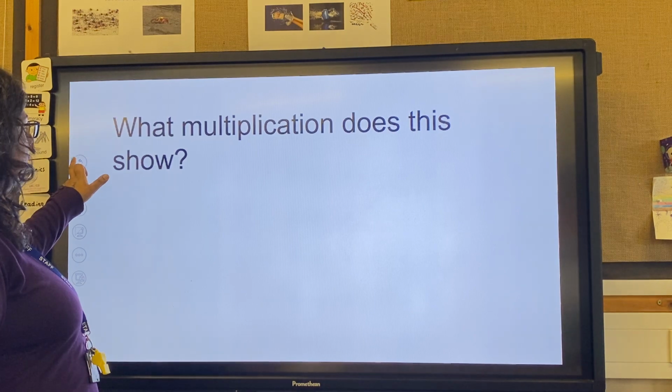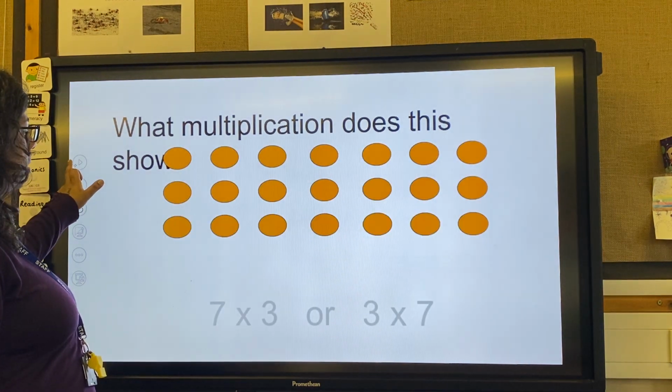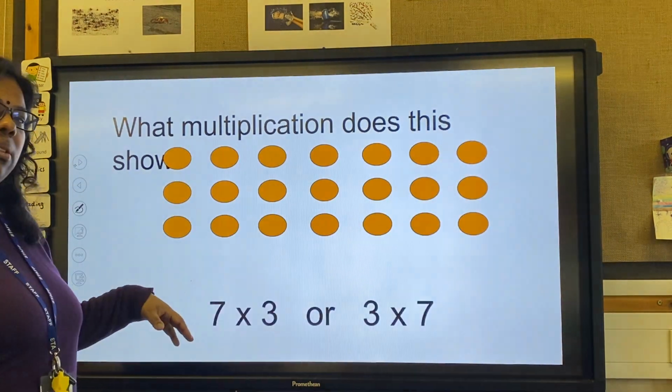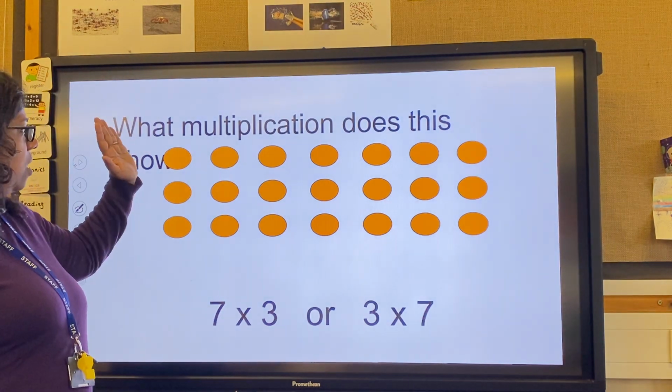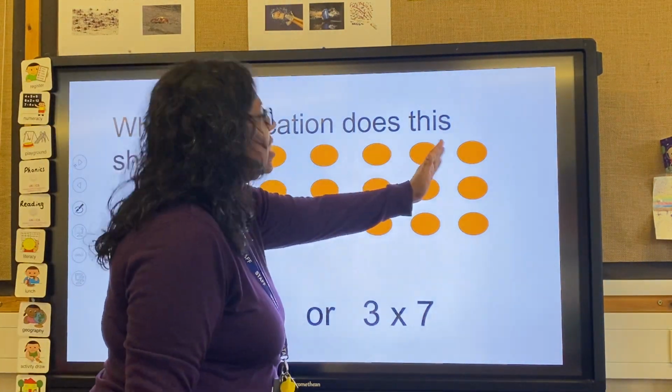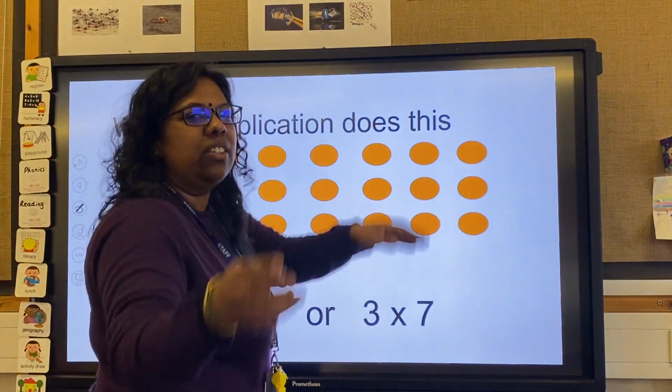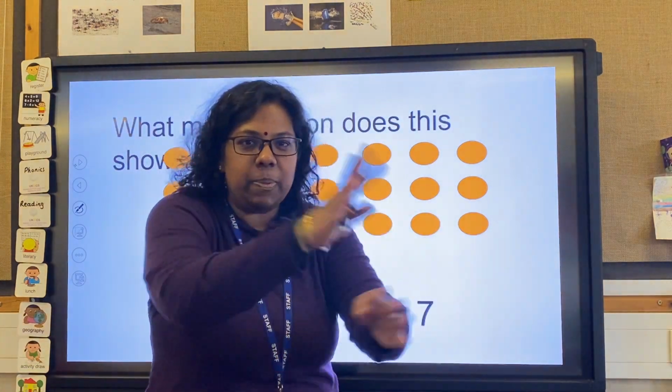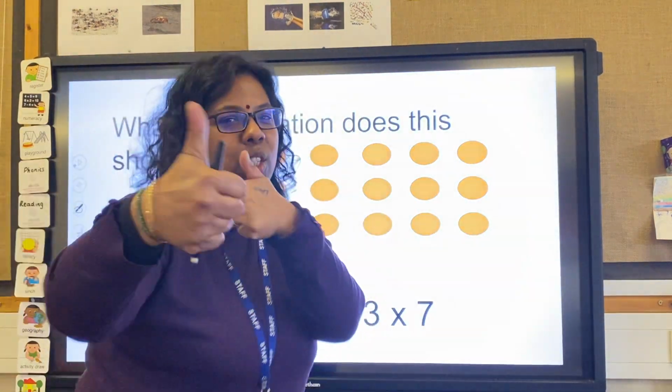Okay, guys, so what about 7 times 3 or 3 times 7, is that correct? 1, 2, 3, 4, 5, 6, 7. Yes, it is correct. So what have we learned in multiplication? You can swap it around. Well done with the numbers.